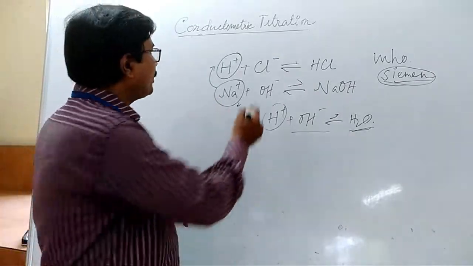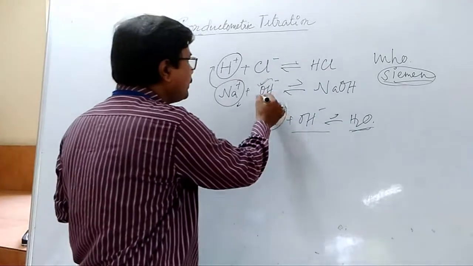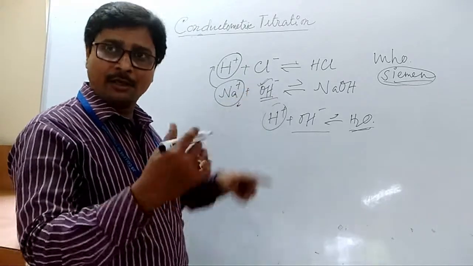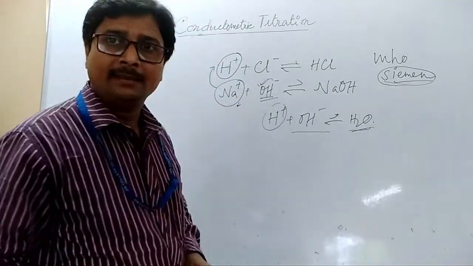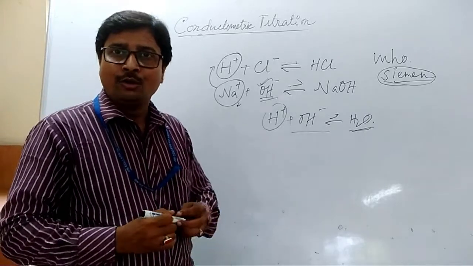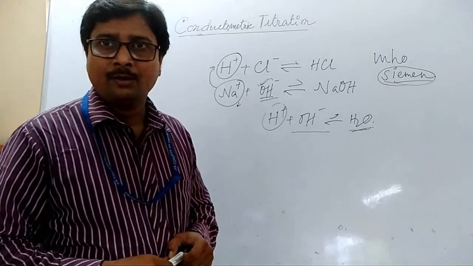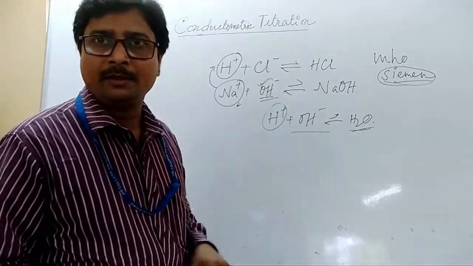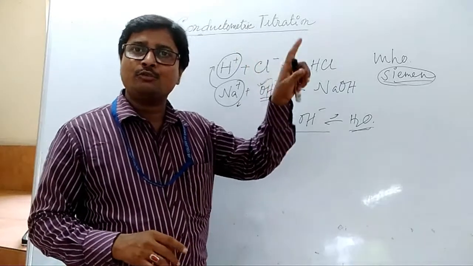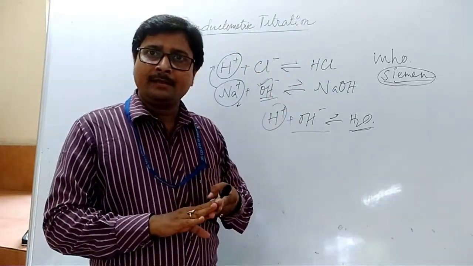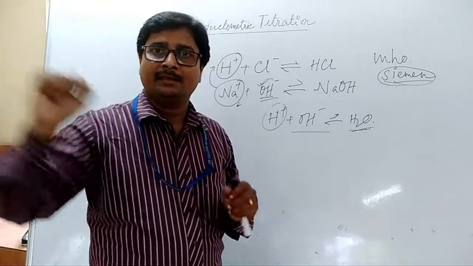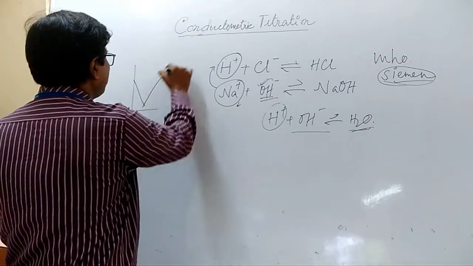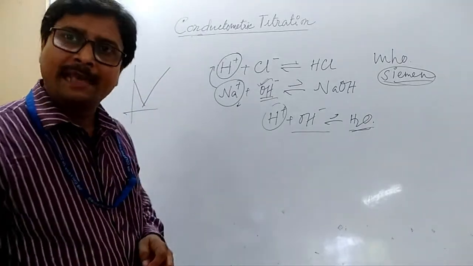But OH minus ion is also a movable ion. For that OH minus ion, after the neutralization point, the conductance starts increasing again. It will show the increasing conductance. So whenever you do the experiment, you will see that first the conductance of the solution is decreasing, and after the end point it starts increasing again. So you will get a V-like shape of curve. I will explain it later.